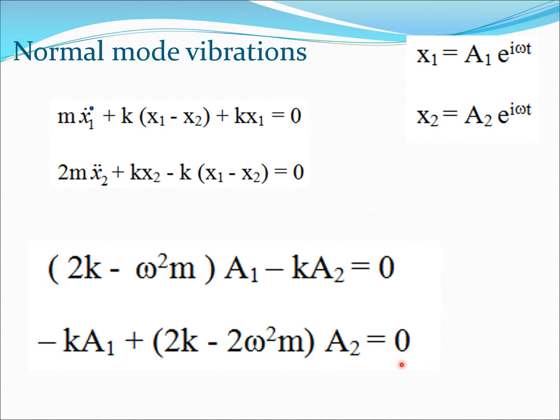Now, clearly, we want these two equations to have a non-trivial solution. There is a trivial solution, that is a1 is 0 and a2 is 0. And that essentially means that there is no motion. So that's not something which is very interesting for us.